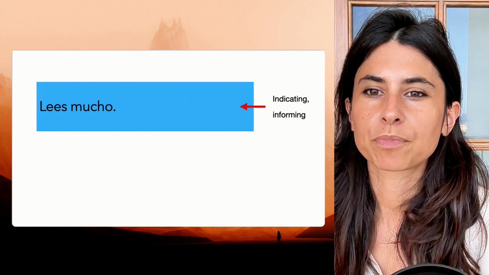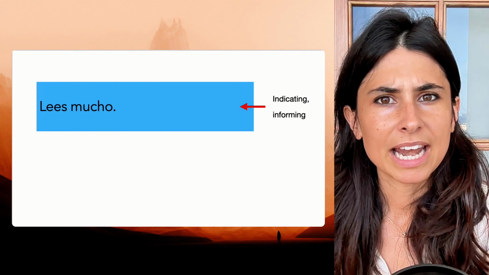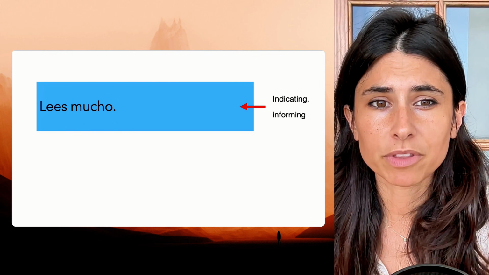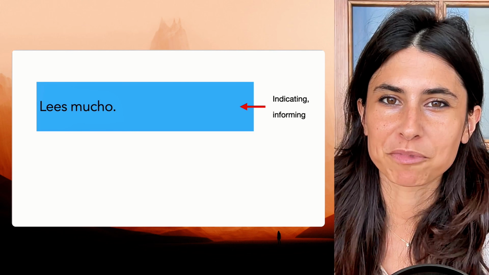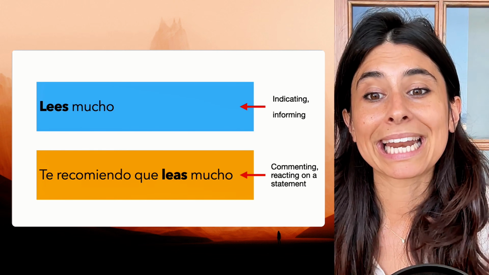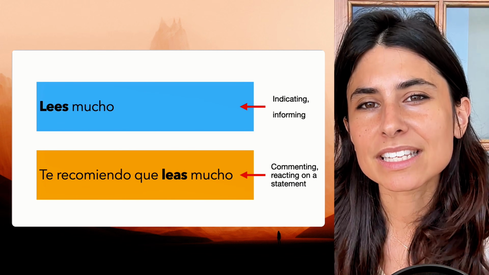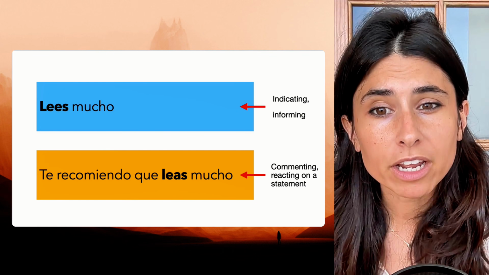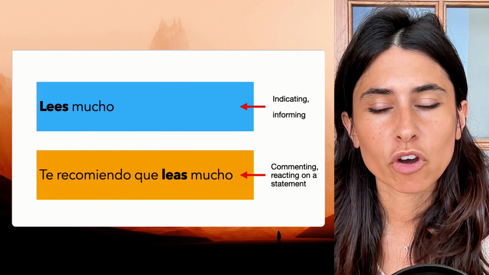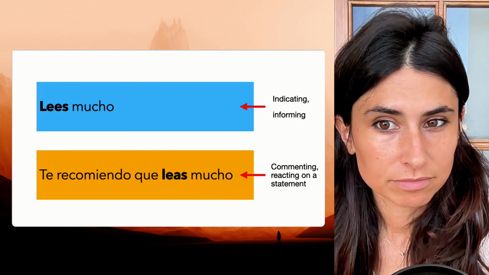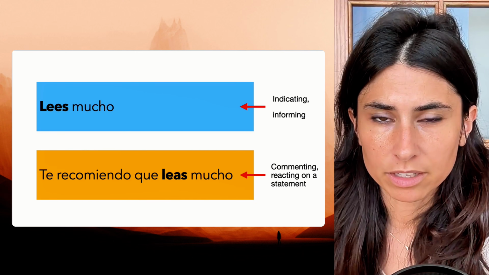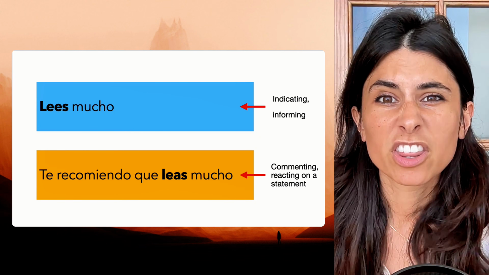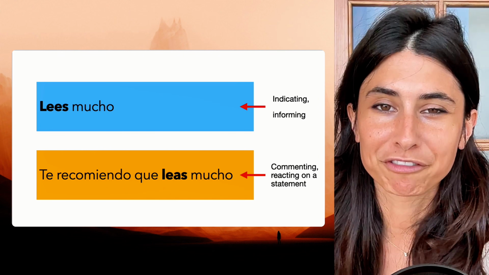Okay? Another example. Lees mucho. You read a lot. I'm indicating something. I'm informing about something. Now, te recomiendo que leas mucho. Leas, subjuntivo. I recommend that you read a lot. Okay? I'm not indicating, I'm not informing about the fact that you read. I'm just recommending the reading, that you're reading fact.